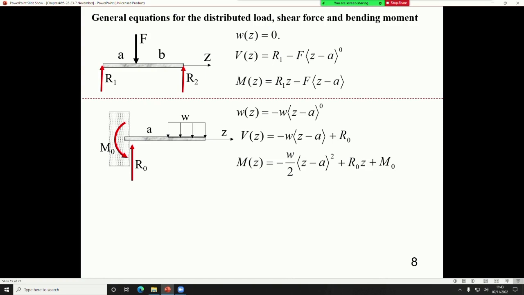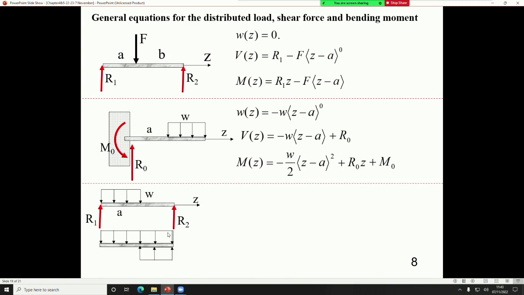And the last part, the distributed load is at the start. So here I can say the solution to this problem is when we have a distributed load applied at the top, minus when we have a distributed load at the bottom. So therefore, I can say w is equal to minus w plus w times z minus a to the power of 0. Is everyone happy with what I've written here?